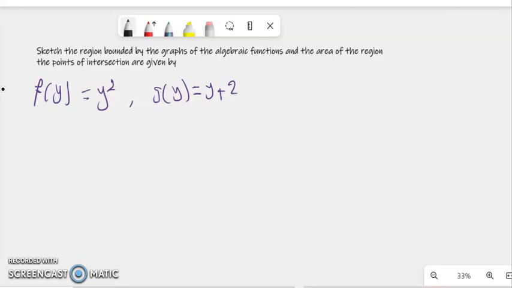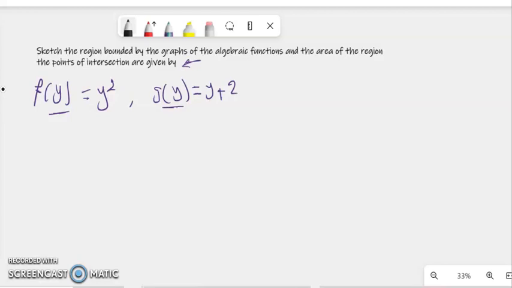So first thing we do, we find the intercept point. These functions are f of y and g of y. So it's not a function of x, it's a function of y. In order to find the integration limit, we need to find the point of intersection. Point of intersection means when the two functions have the same value.